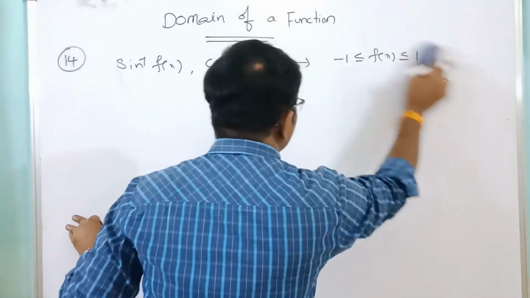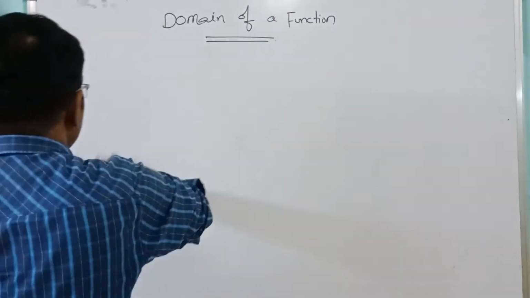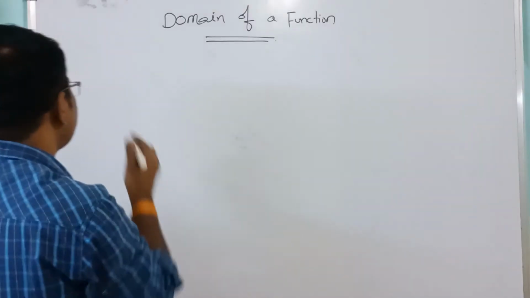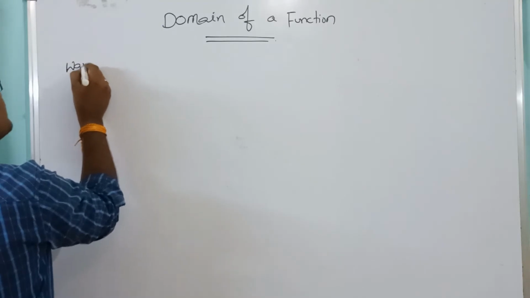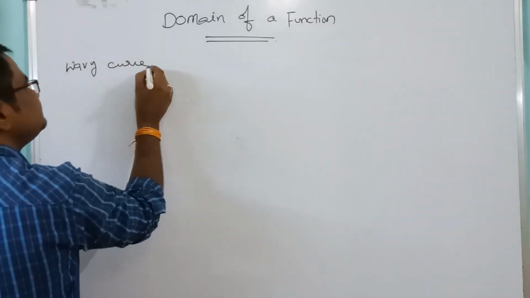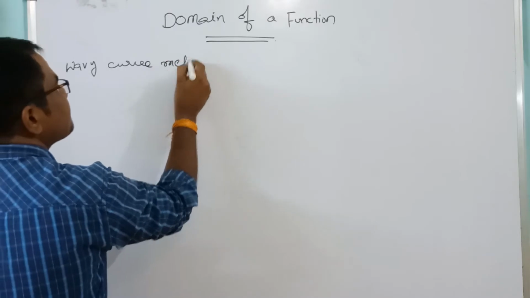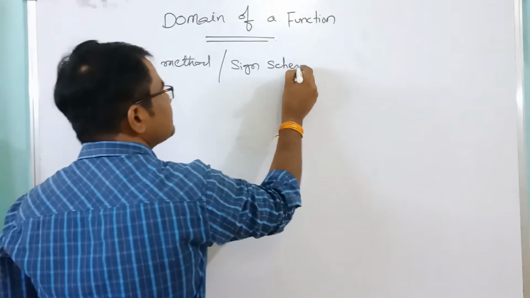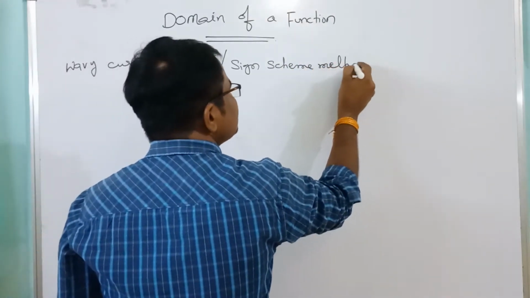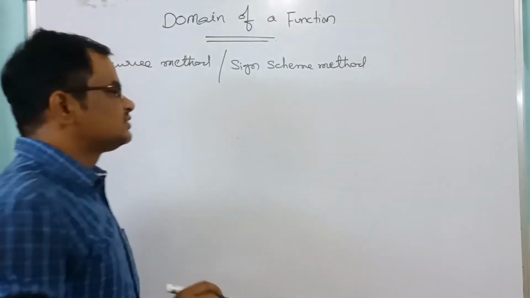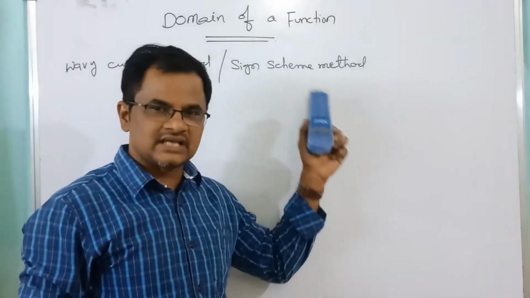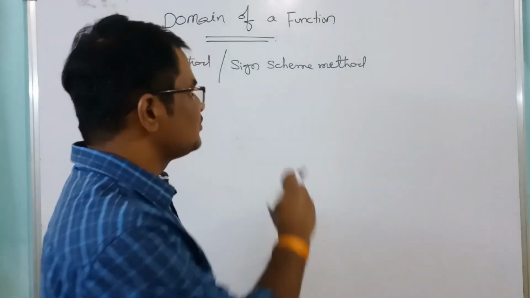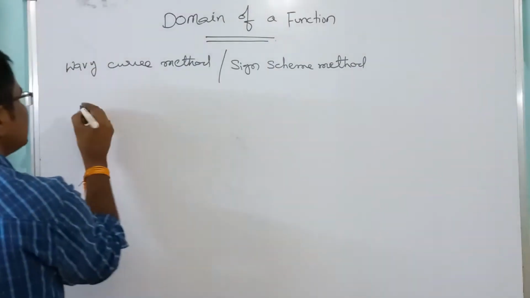Next, for finding the domain of the function, one more rule or method is there, and that is also important: the wavy curve method, or sign scheme method. We will learn the wavy curve method and sign scheme method in the linear inequalities chapter, but here also we will use them, so that's why I will introduce this one.